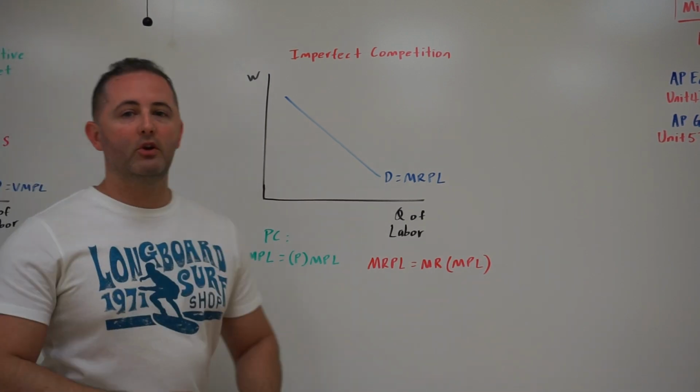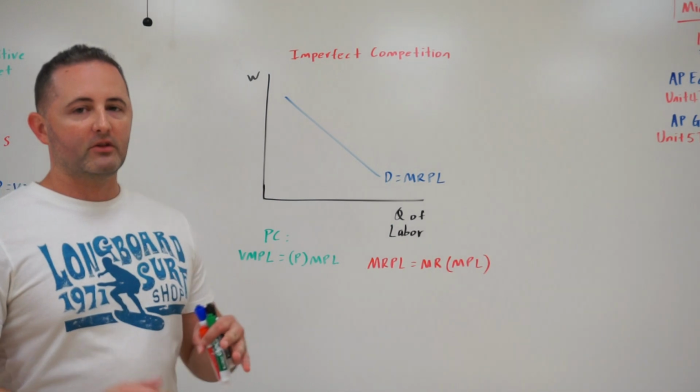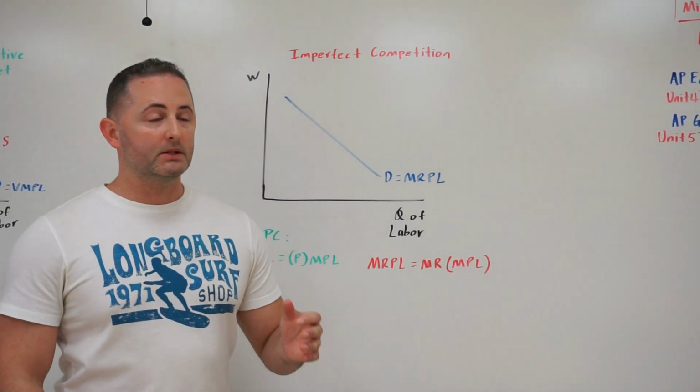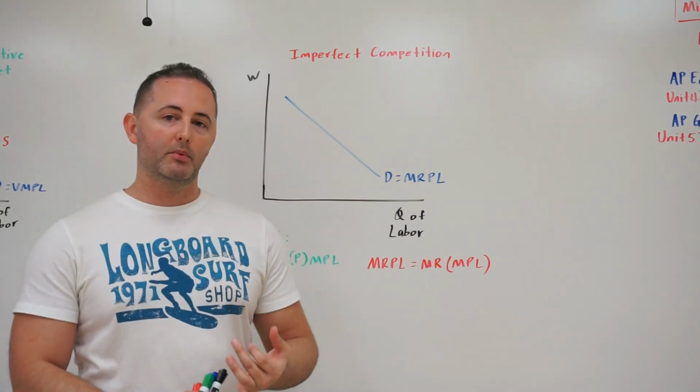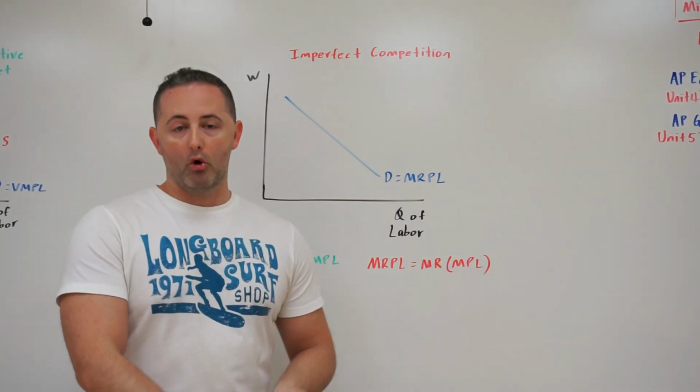Alright guys, welcome back. In this video we're going to be talking about how it affects the labor market if the good that's being sold is being sold in an imperfectly competitive market. So that could be oligopoly, monopolistic competition, or monopoly.